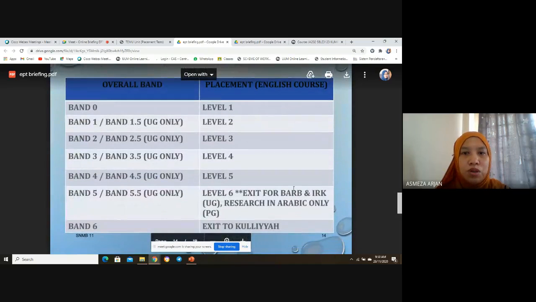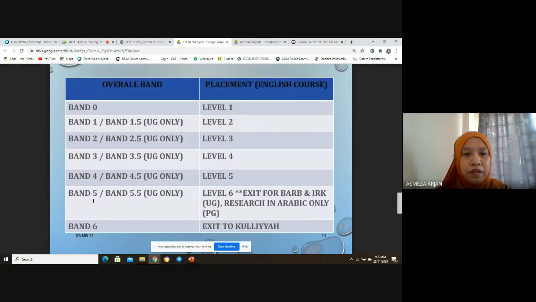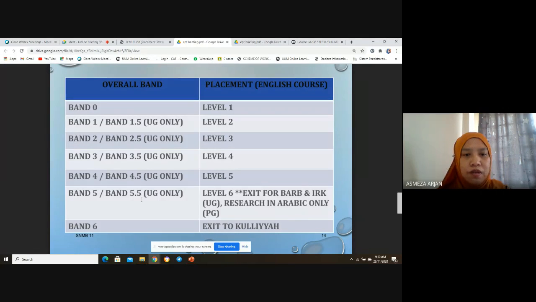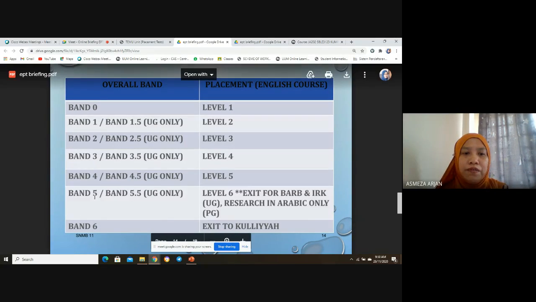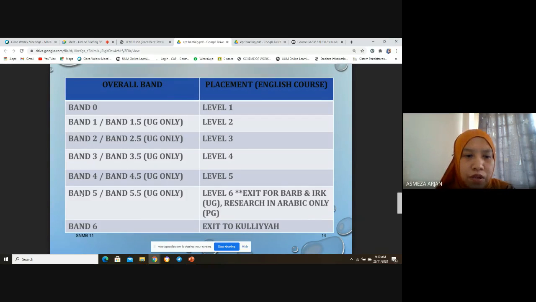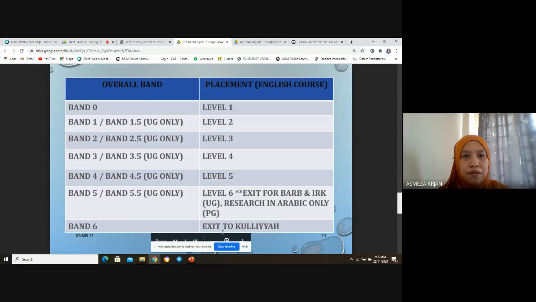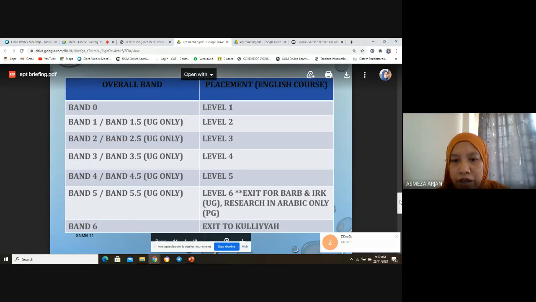So these are the placements as I mentioned to you. We have 6 levels. If you got band 5, okay, you'll be given level 6. Level 6 here is only for English medium courses. If you are in Arabic medium courses and you get band 5, it means you are already exempted. You don't have to take level 6. And if you got band 6 overall plus each skill, the minimum requirement, then you can exit and go to kuliah.